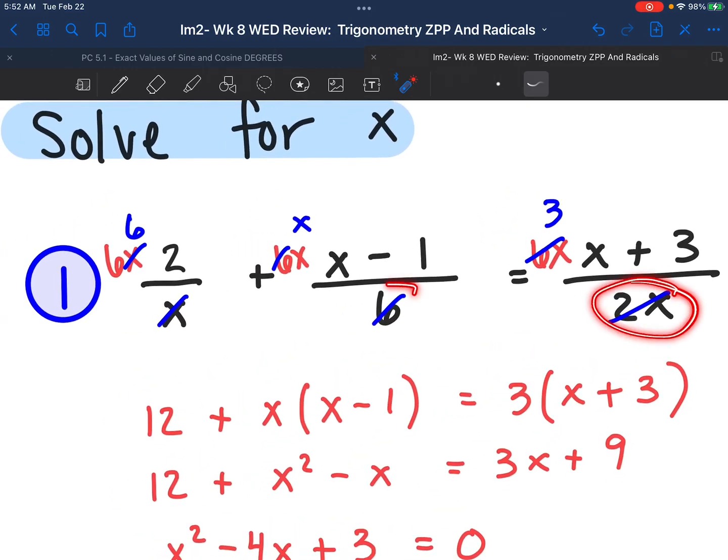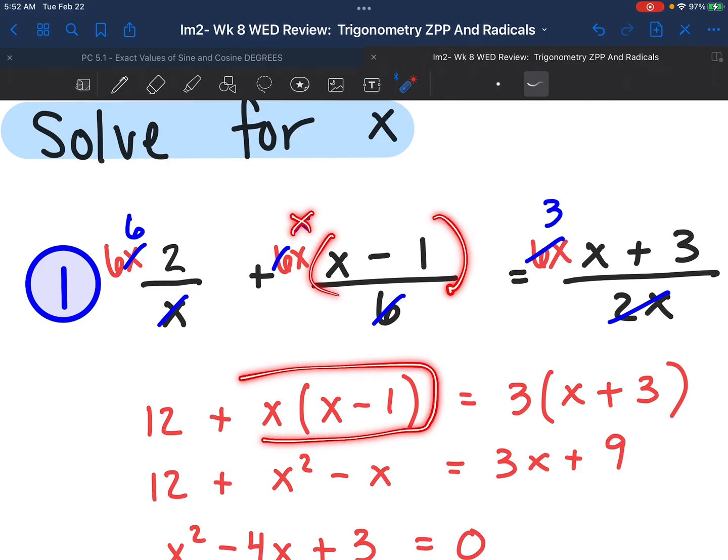Notice we have a 2x, a 6, and an x in the denominator. We need to multiply by a 6x to clear all of those. Okay, so notice when I multiply 6x times this fraction, the x's will cancel, leaving me with a 6. So I'm taking 6 times 2, gives me 12. The 6 cancels in the second one, leaving me with just the x. So I'm going to distribute that x times the x minus 1, which will give me the x squared minus x.